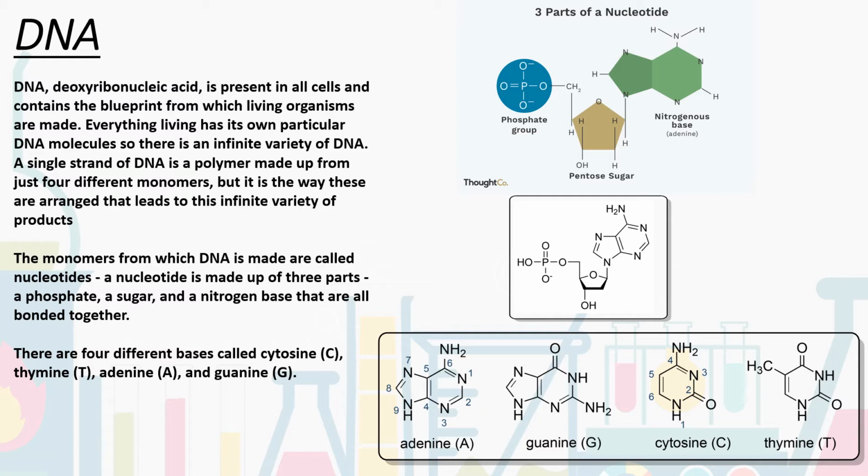Now there are 4 different bases that are called cytosine, thymine, adenine, and guanine. And these have a 1-letter code, C, T, A, or G. And the structures of them are shown here at the bottom. And you can see that generally adenine and guanine look kind of similar. Cytosine and thymine again look sort of similar. And generally they contain quite a lot of nitrogen atoms.